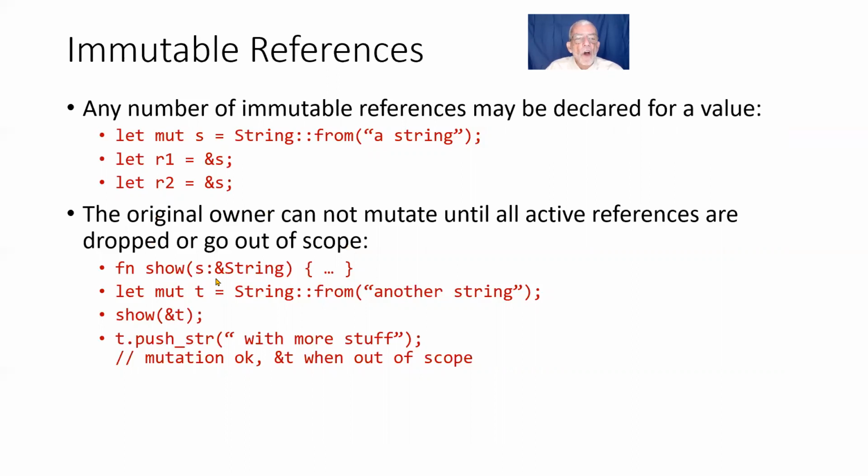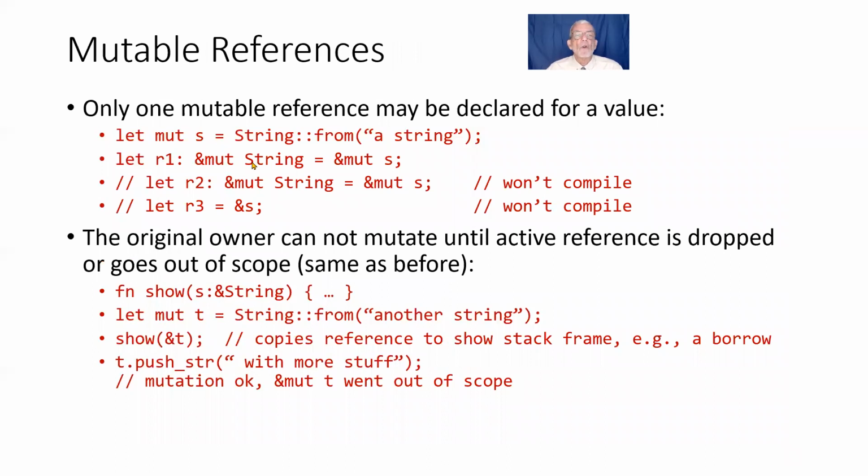Here's a function, show s by reference. So here I'm passing a string by reference. So let mut t equal string from another string, show reference to t, and now I can mutate t because the reference to t has gone out of scope. As soon as I leave that function, that reference goes out of scope, and now I can mutate t. So from a user's perspective, this is simple. Just ordinary pass by reference, no big deal. All right.